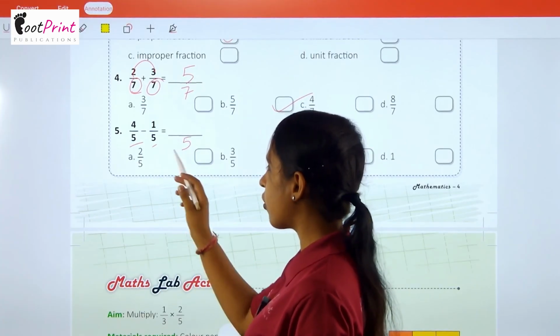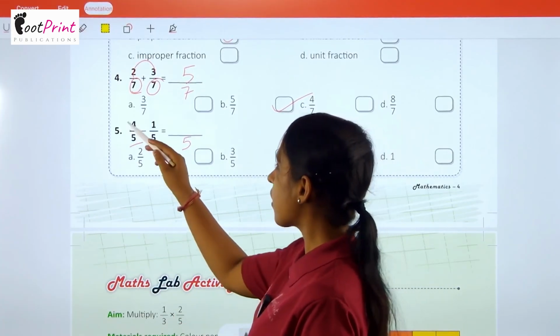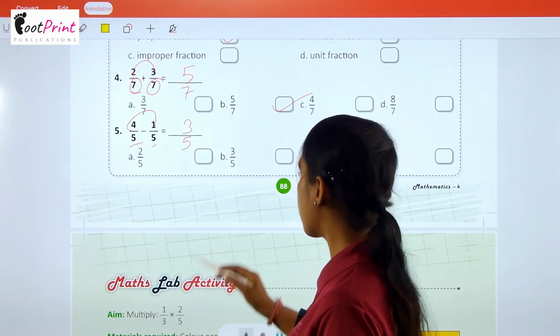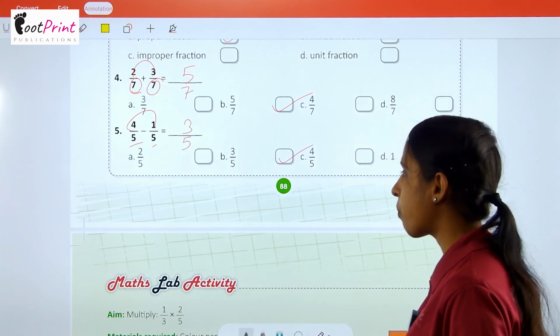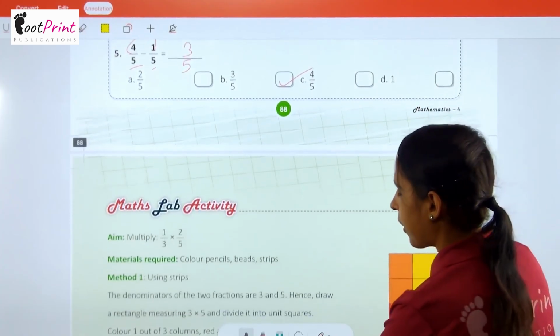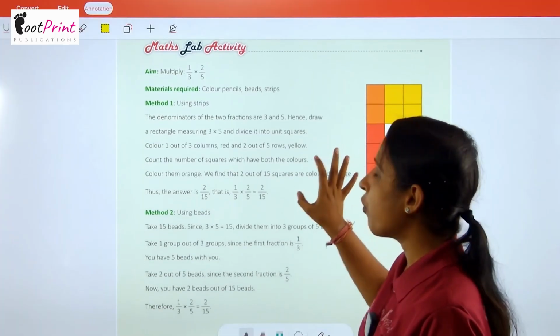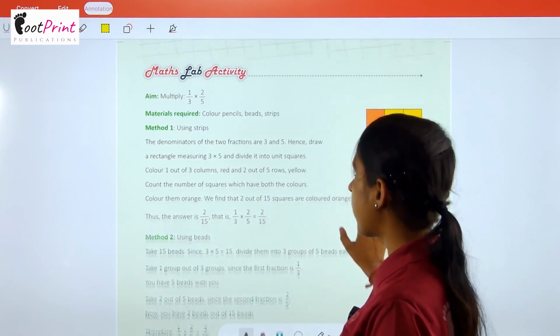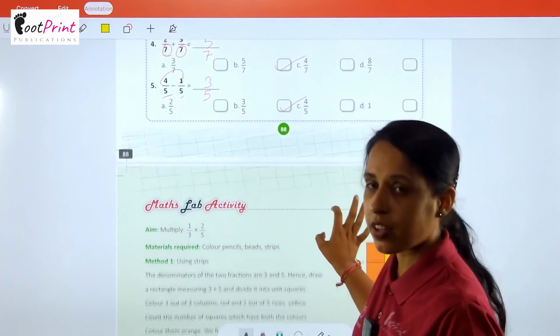यहाँ पर हमें add करना है, तो ये क्या है, like fraction, तो denominator same आएगा, numerator को add करेंगे, 2 और 3 कितना हो गया 5, तो ये हो गया 5/7। Next, minus करना है, ये क्या हो गया हमारा like fraction, तो denominator same रहेगा। Minus करना है तो हम numerator को minus कर देंगे, 4 में से 1 गया 3, और answer will be B option, that is 3/5. So here students, maths lab activity has been given, so you will do this activity with your teacher in your class.